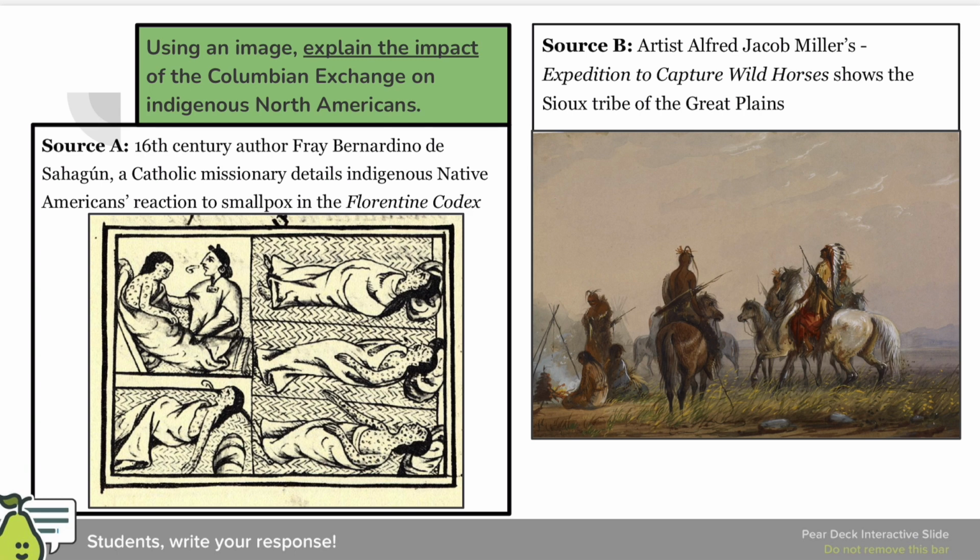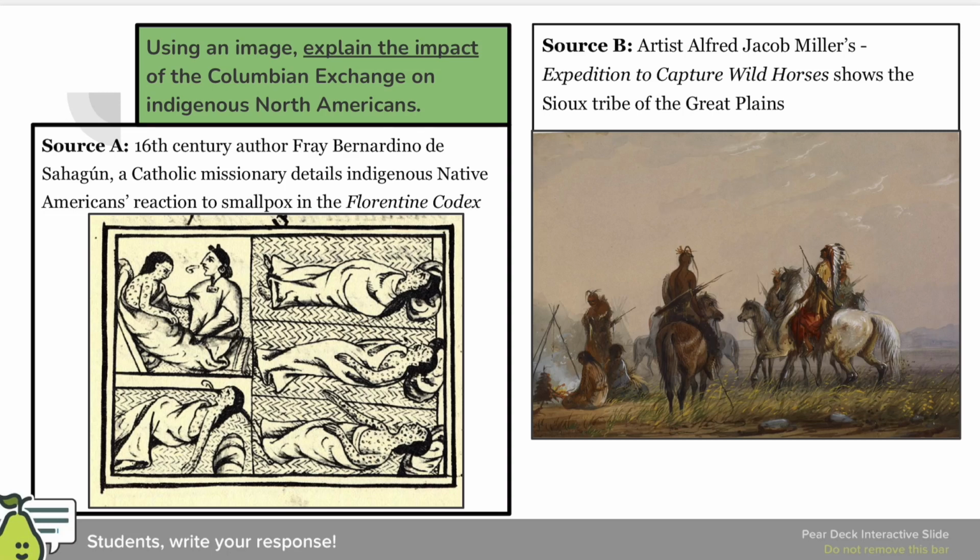Negative. Yeah, that's a pretty easy negative to evaluate, right? Because you already know that smallpox killed off huge percentages of the Native American population. And even just looking at this image, do these people look like they're having a fun time? No, they're on their sick beds, right? This does not look good. So we know that this would be a negative effect of the Columbian exchange on the Native Americans.